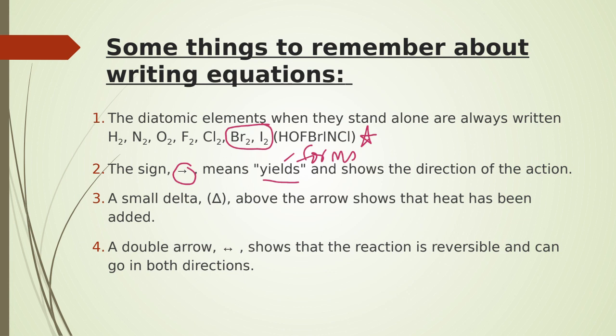A small delta symbol, okay, so a triangle above the arrow shows that heat has been added. Many times in our chemical reactions, we add heat, either to speed up the reaction or because we need an outside source of it to get bonds to be broken and then electrons to be rearranged. So when we put a triangle above the arrow, it tells everybody that heat has been added. Some reactions have double arrows, and then that shows that the reaction is reversible. You are not going to see any of those in grade 11 chemistry, but you certainly will if you decide to take 4U chemistry.